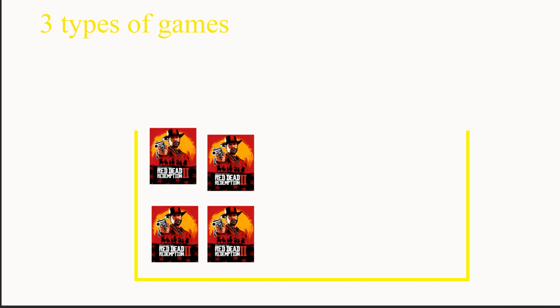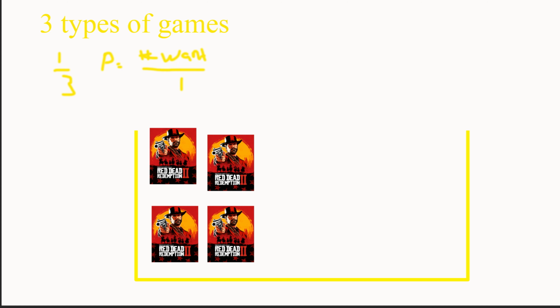Let's say the question asks for something different. It informs us there are 3 types of games: Red Dead Redemption, GTA 5, and Leisure Suit Larry. Again, they inform us that there are 4 Red Dead Redemptions, and the probability of selecting a Red Dead Redemption is 1/3. So we know the probability is equal to the number we want over the total. We don't know the total. We know that we're missing the 2 other types of games.